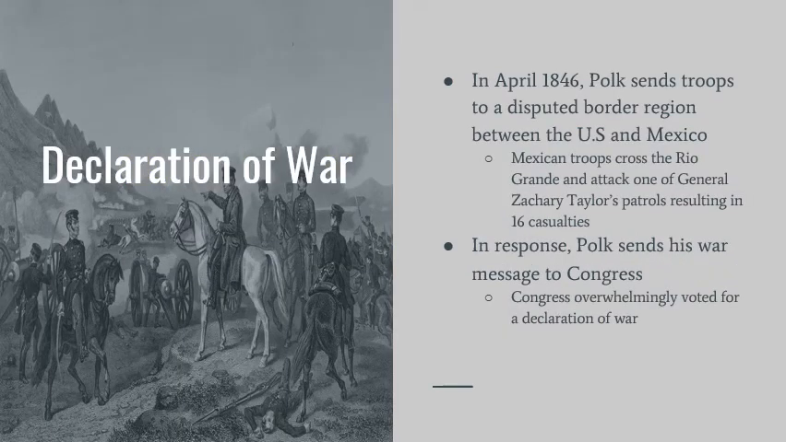In April 1846, President Polk sends troops to a disputed border region between the United States and Mexico. Mexican troops cross the Rio Grande and attack one of General Zachary Taylor's patrols, resulting in 16 American casualties. In response, President Polk sends his war message to Congress, and Congress overwhelmingly votes for a declaration of war against Mexico.